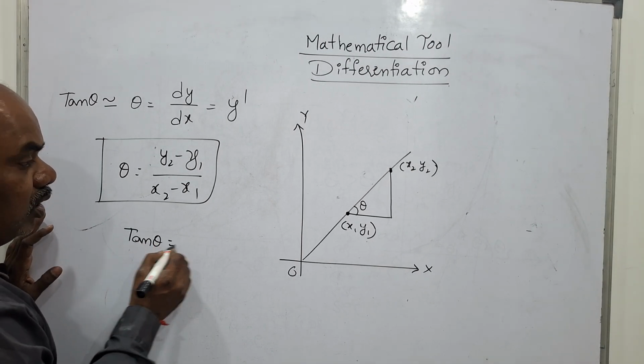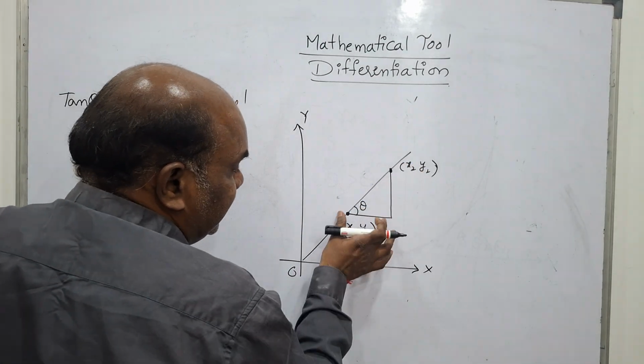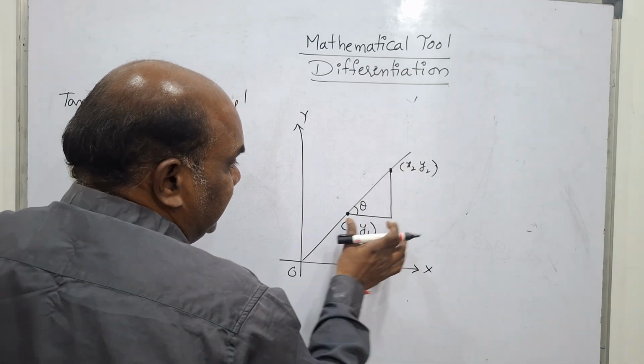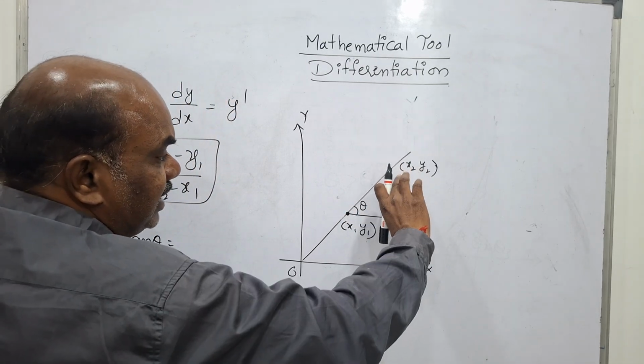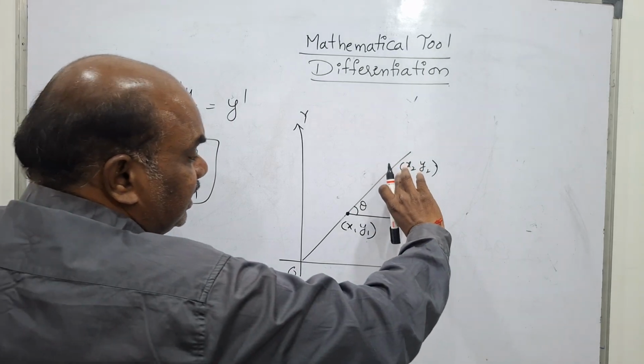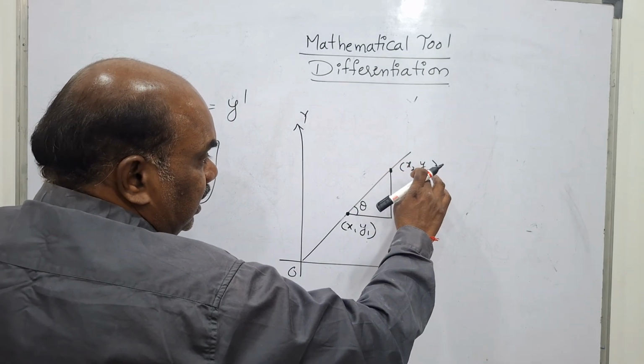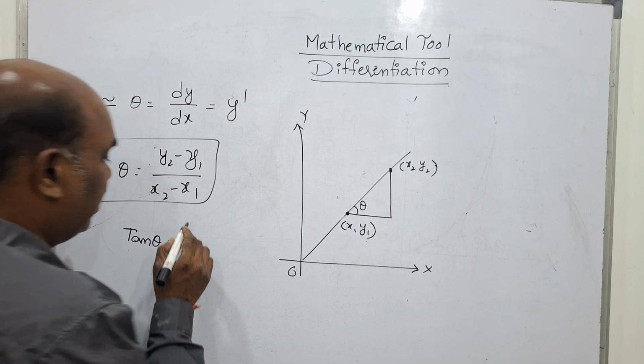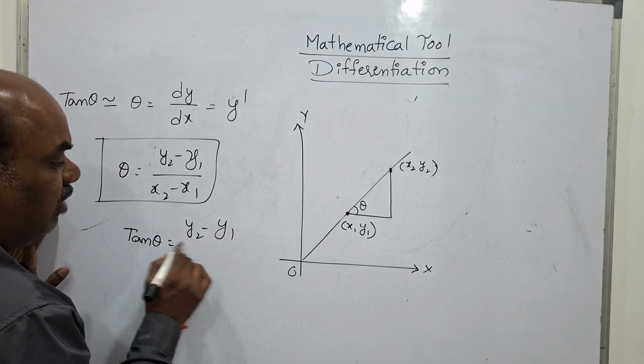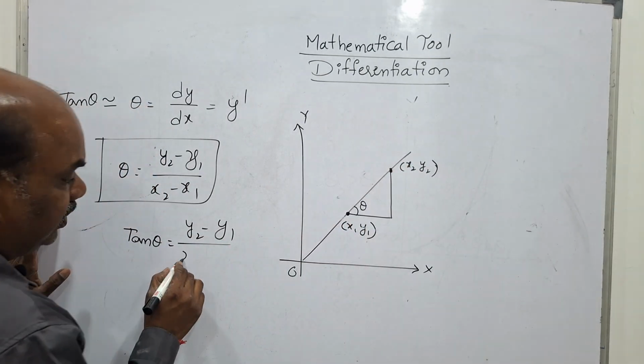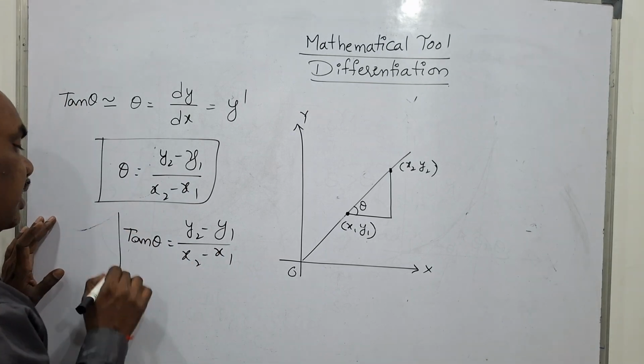Tan theta is equal to opposite side by adjacent side. This is the opposite side, this is the adjacent side. Y-axis by x-axis, meaning the difference along the y-axis. What is y? The y coordinates, y2 minus y1, by the x coordinates, x2 minus x1. This is what tan theta is.